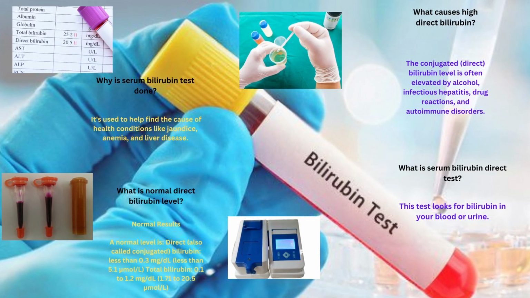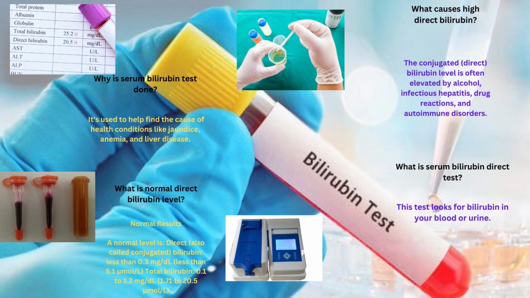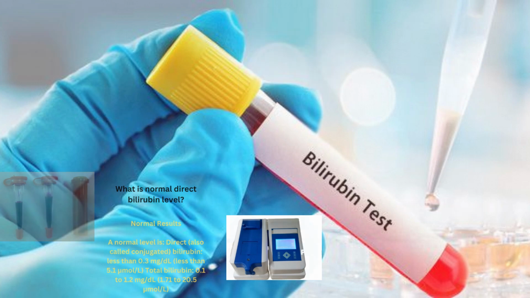What is the serum bilirubin direct test? This test looks for bilirubin in your blood or urine. What causes high direct bilirubin? The conjugated bilirubin level is often elevated by alcohol, infectious hepatitis, drug reactions, and autoimmune disorders. Why is the serum bilirubin test done? It's used to help find the cause of health conditions like jaundice, anemia, and liver disease.